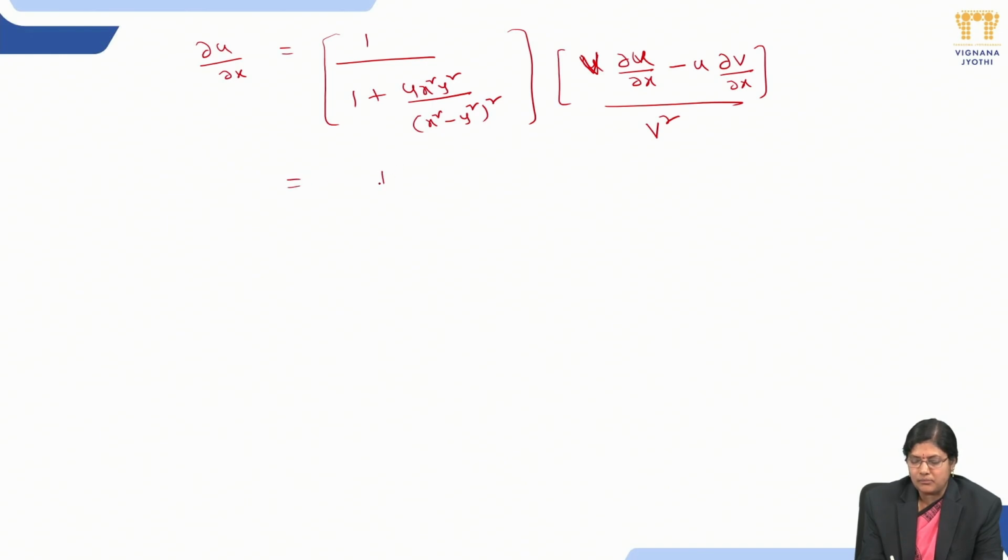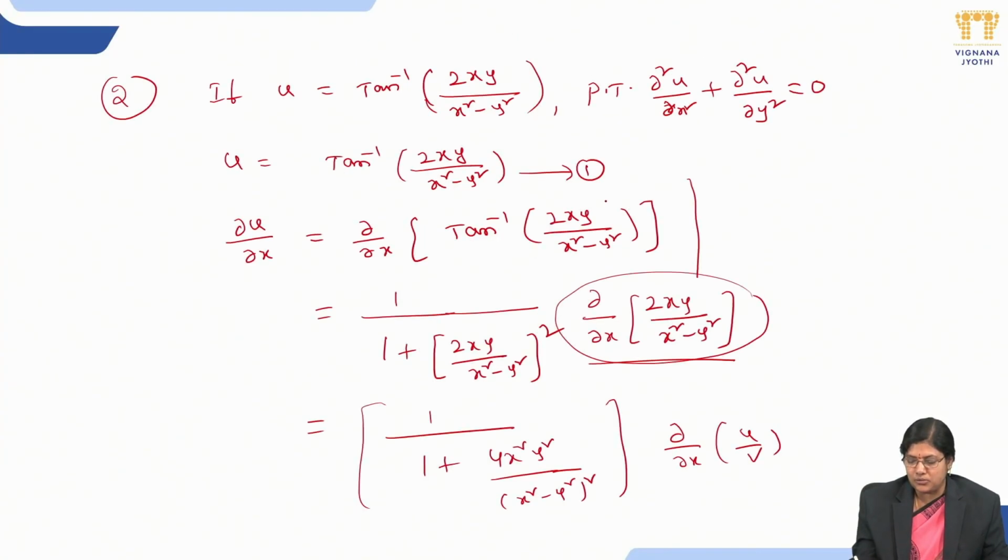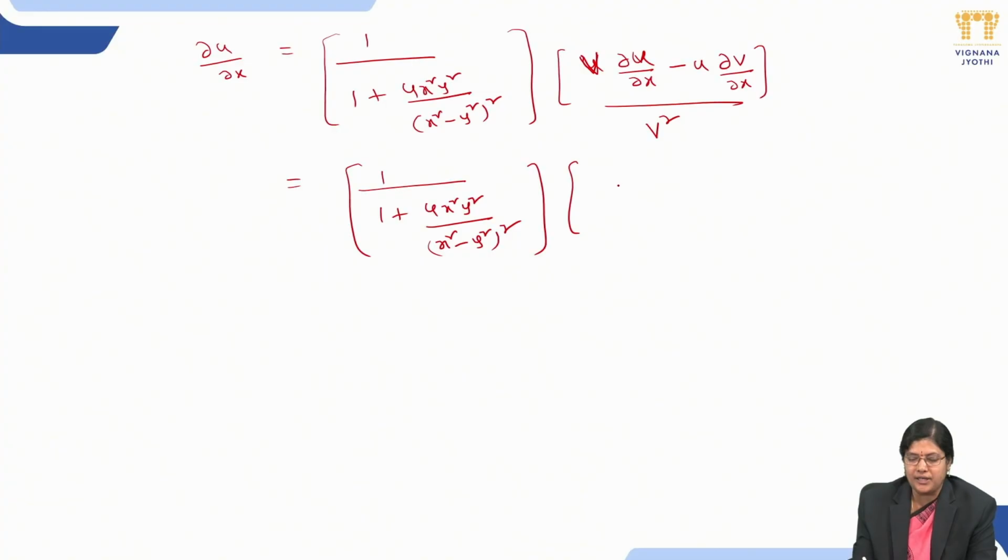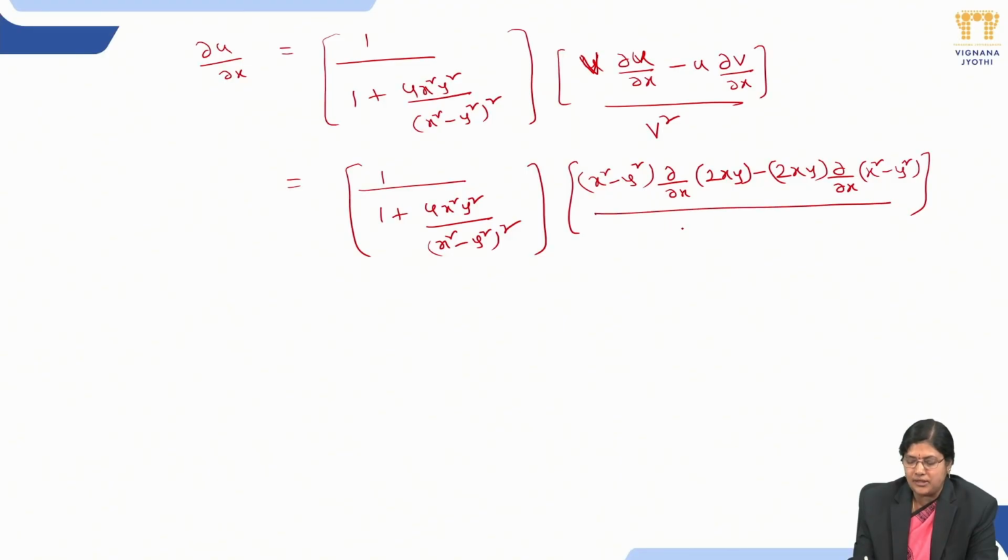This is equal to 1 by 1 plus 4x²y² divided by (x²−y²)² into, here what is u? In the previous step, the numerator term is u, this 2xy is u, and v is x² minus y². So u is 2xy, v is equal to x² minus y². So v, x² minus y², into ∂/∂x of u, 2xy, minus u, which is 2xy, into ∂/∂x of v, where v is x² minus y², divided by v squared. v squared is equal to (x²−y²)².